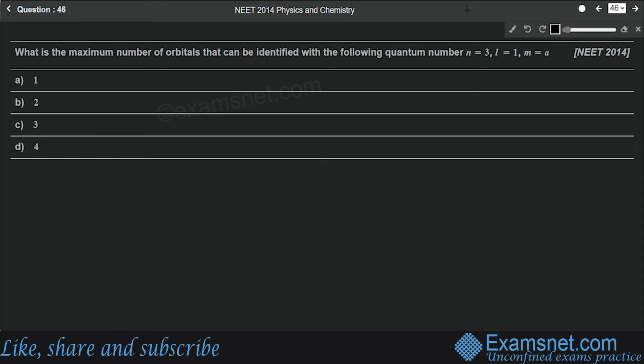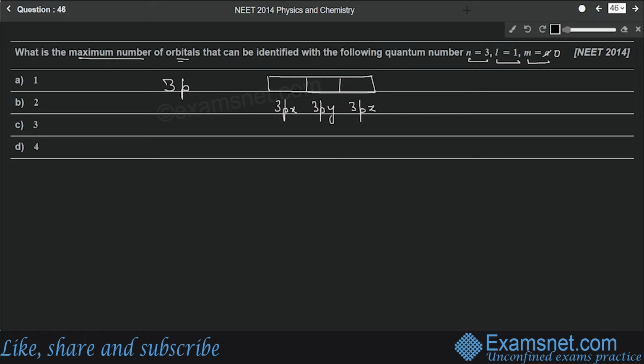First question is from the chapter Structure of Atom, and the question is what is the maximum number of orbitals that can be identified with the following quantum numbers: n equals 3, l equals 1 and m equals 0. Okay. So here the principal quantum number is 3 and azimuthal quantum number is 1. That means we are talking about the 3p orbitals. Okay. So how many orbitals are there in p subshell? There are 3 orbitals. This is 3px, this is 3py, and this is 3pz. Okay, so 3 orbitals are there.